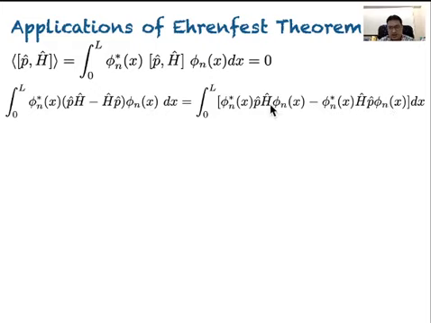and this is what I have got, minus the integral of phi n star HP phi n. Now you know, when H operates on phi n, what will it give you? It will give you En phi n. Now En is not dependent on x, so I can take it out from the integral. This is what I have taken.